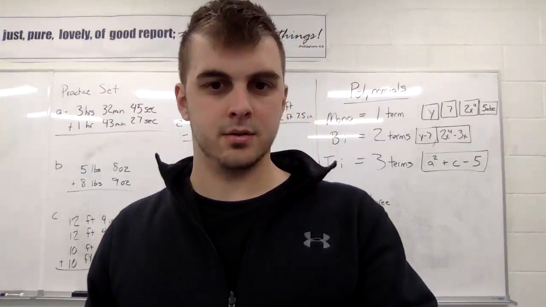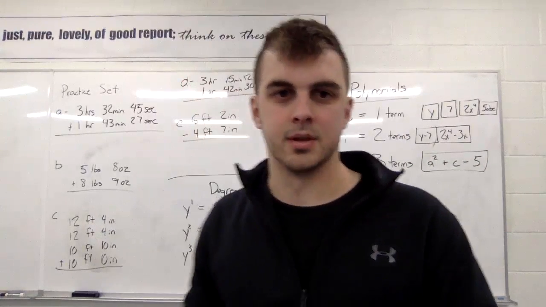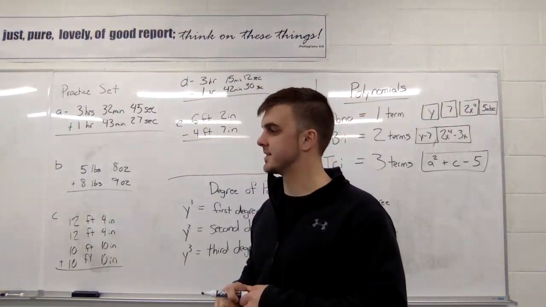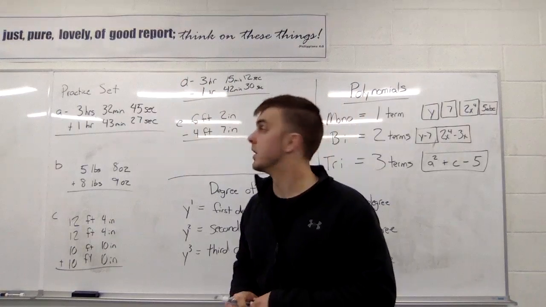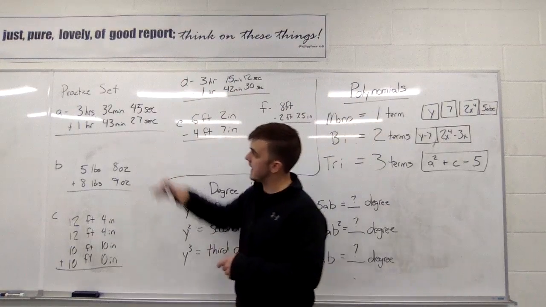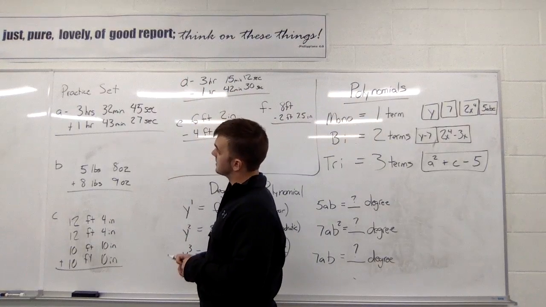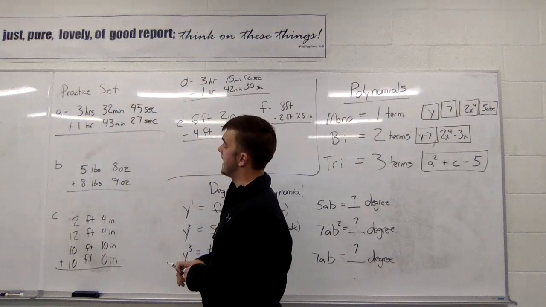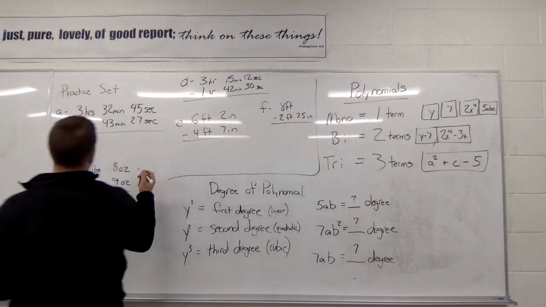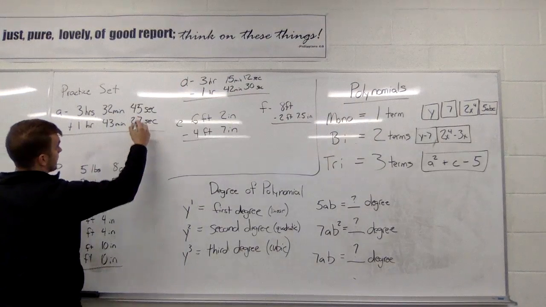All right, we're back and have some different information here. So practice set of adding and subtracting mixed measures here. So practice set A here. You have 3 hours, 32 minutes, 45 seconds, and 1 hour, 42 minutes, 27 seconds. Adding them together. So I'm just going to run through it. We're going to figure this out.